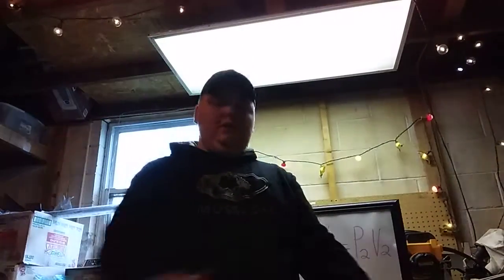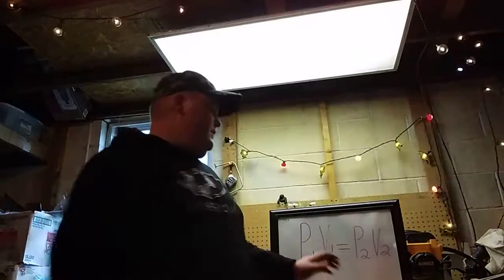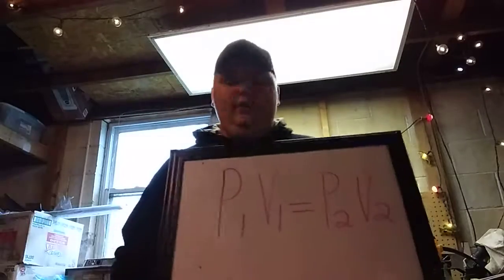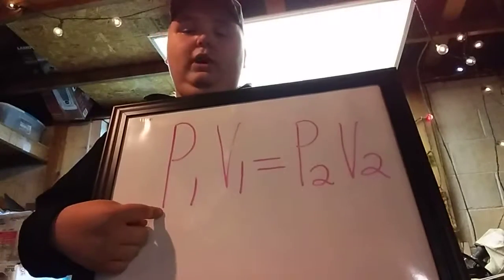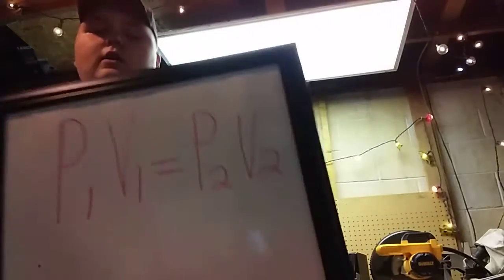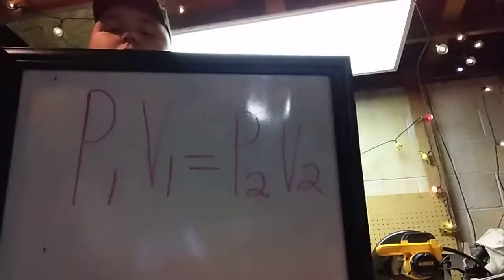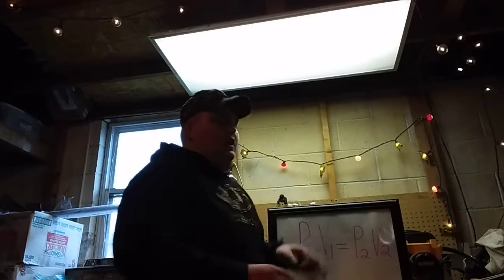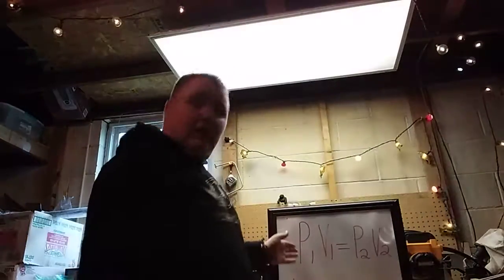Today we're going to be talking about Boyle's Law. To start things off, the formula for Boyle's Law is as follows. It is P1 V1 equals P2 V2. That is the formula for Boyle's Law, and Boyle's Law is all about pressure and volume. P and V.